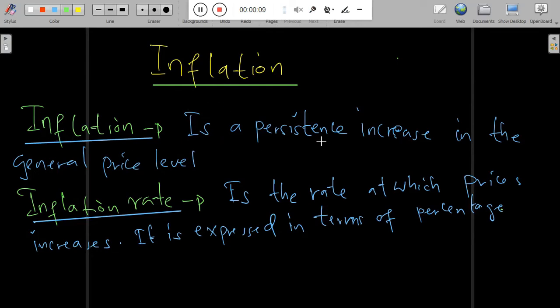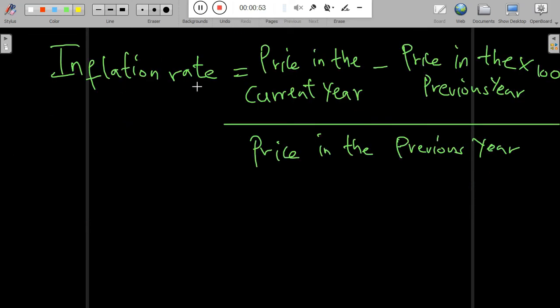So today I'm going to take you through the part about inflation. What is inflation? Inflation is the persistent increase in the general price level in the economy. And what about inflation rate? The inflation rate is the rate at which prices increase, and it is expressed in terms of percentage.